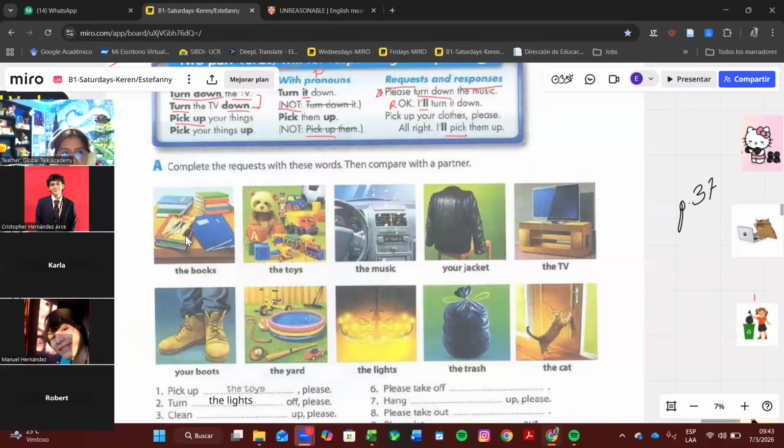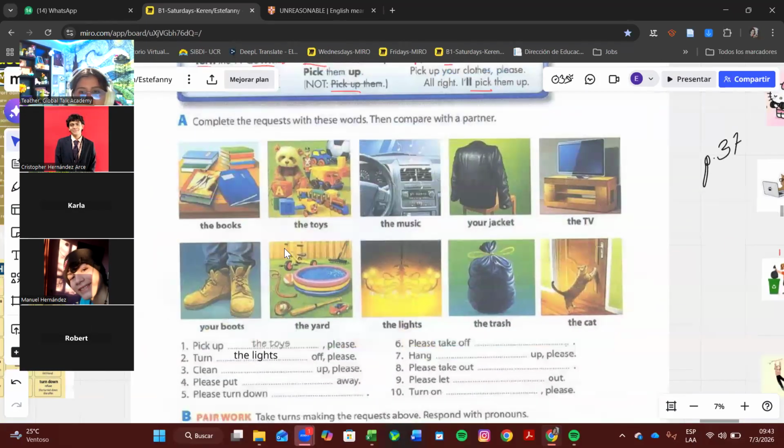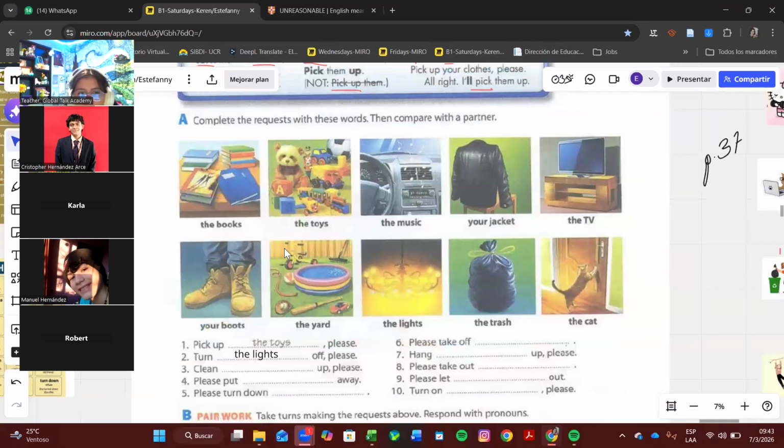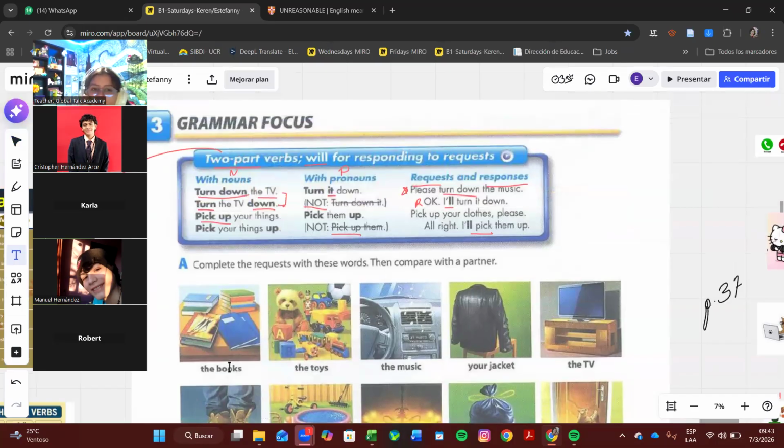Okay, Sophia, what about the third one? What do you think, Sophia? Are you there? Clean the yard up, please. Right. So clean the yard. Profe, ¿podrías poner otra vez la tablita para tomarle una captura? Yes, of course.